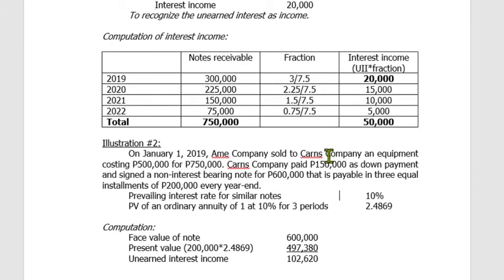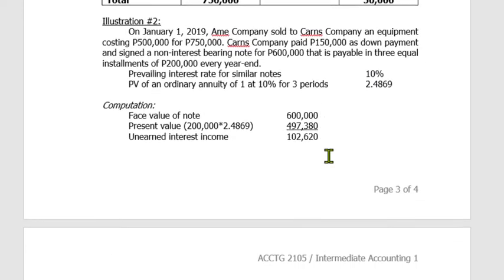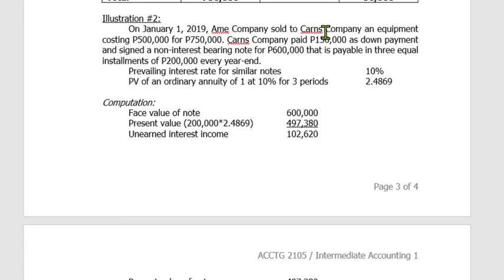Okay, let's go with illustration number 2. On January 1, the company sold to Carnes an equipment costing 500 for 750. So, nagbayad ng 150 down payment and signed a non-interest bearing note for the balance na 600, payable in 3 equal installments na 200 every year end. So, the prevailing interest rate for similar notes is 10%. The present value of an ordinary annuity of 1 at 10% for 3 periods is 2.4869. So, how do we compute for this?